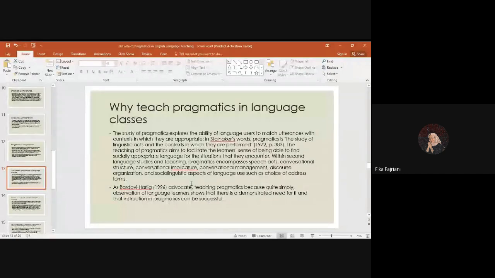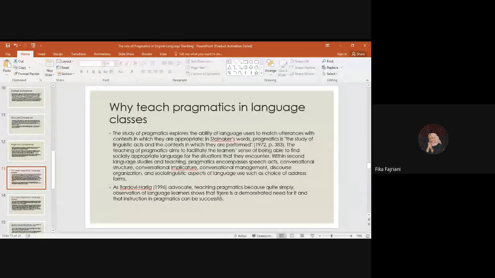The study of pragmatics explores the ability of language users to match utterances with contexts in which they are appropriate. In Stalnaker's words, pragmatics is the study of linguistic acts and the context in which they are performed. The teaching of pragmatics aims to facilitate the learner's sense of being able to find socially appropriate language for the situations that they encounter. Within second language studies and teaching, pragmatics encompasses speech acts, conversational structure, conversational implicature, conversational management, discourse organization, and sociolinguistic aspects of language use, such as choice of address forms.